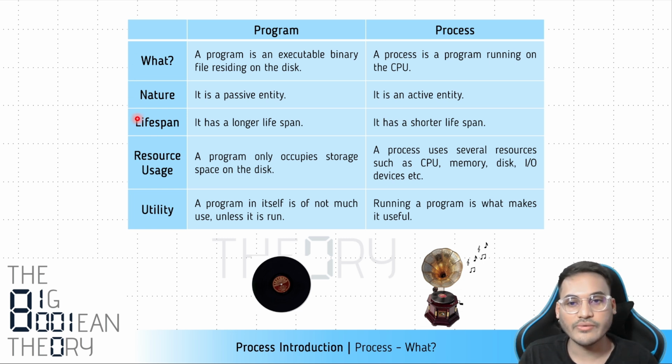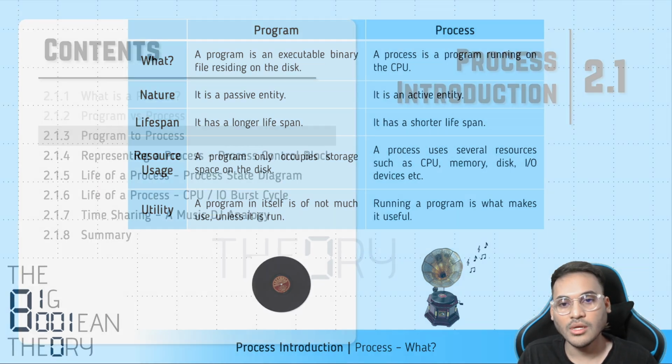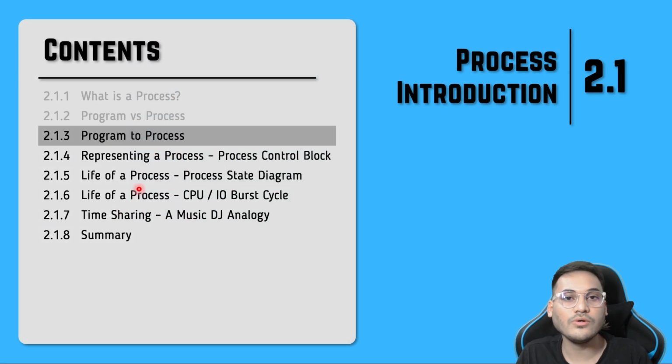We also saw several other differences between a program and a process. For example, the process has a shorter lifespan, and the program has a longer lifespan. These are differences like lifespan, resource usage, and utility, which we talked about in the second video. After that, in the third video, we talked about the journey of a program to a process, that is, how when the user launches a program, the operating system undertakes certain tasks so that it can create a process out of the program.